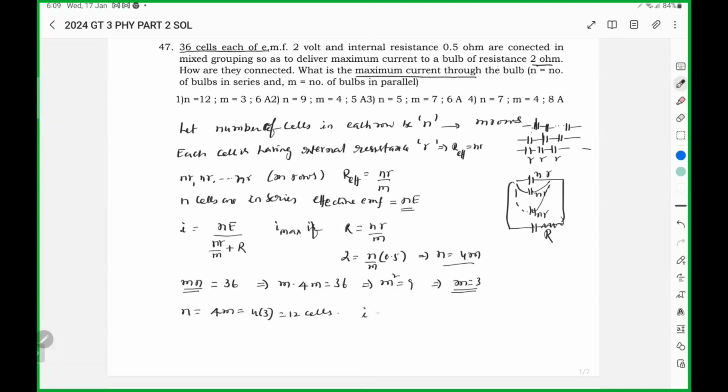The current will be nE by, this is capital R, it becomes 2R. So n here is 12, 12 by 2 into the external resistance 2. That is 6 amperes.